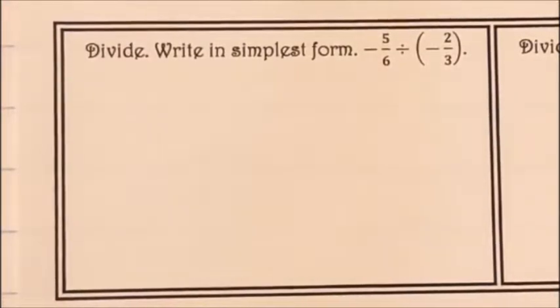Okay. So there are a couple of try-it problems. Go ahead, pause the video, try them out, and when you are done, we will go over the answers together. Now that you've tried the try-it problems on your own, let's go over the answers together. The first one says divide. Write in simplest form, -5/6 divided by -2/3.